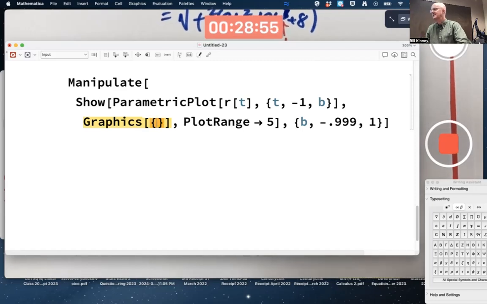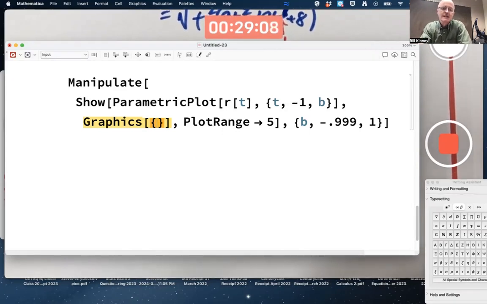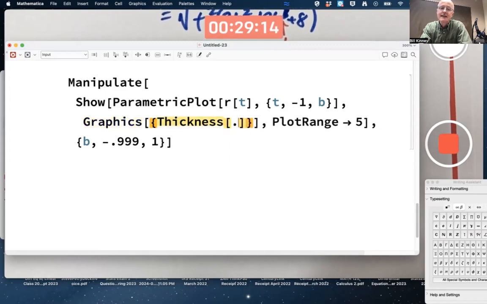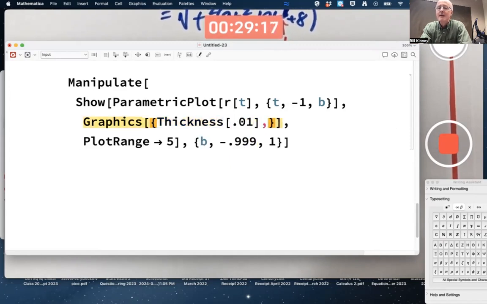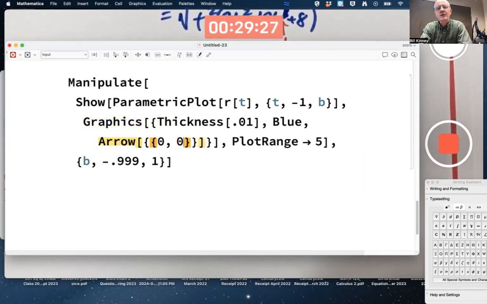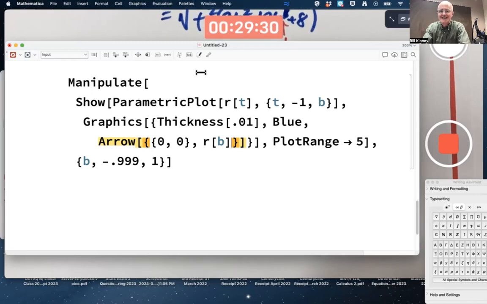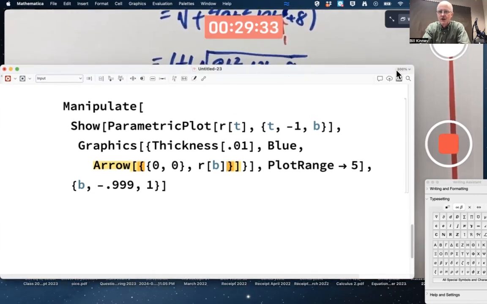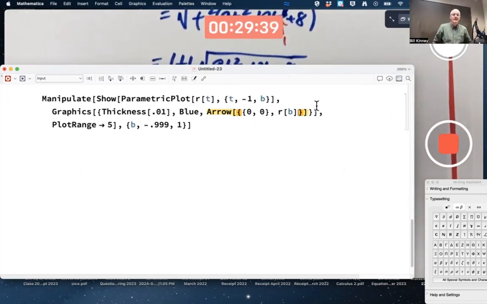Inside the Graphics, I need curly braces. I want to make my arrows, my position vector, my velocity vector, and my acceleration vector. Going to make them a little prettier this time. Colored with some thickness to them. Say Thick, maybe even Thickness. I like making my position vector blue. Starts at the origin, goes out to r of b. Maybe I should enter this as is right now, and then I'll make updates. So what we should see here now is the curve with the position vector colored blue.